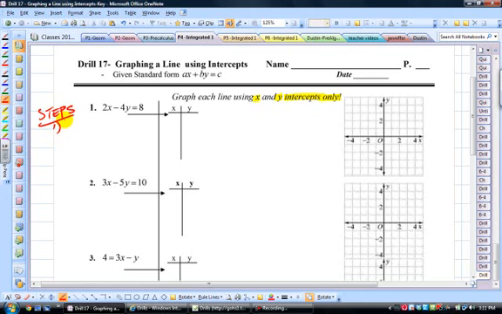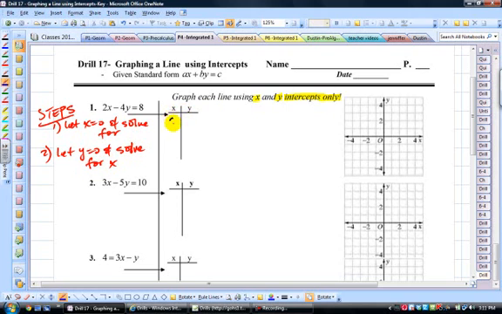Okay, let's write this down. Alright, it's pretty simple. You let x equal 0 and solve for y. And then secondly, you let y equal 0 and solve for x. Believe it or not, it's that simple. Okay, so let's go ahead and do that on the right hand side.